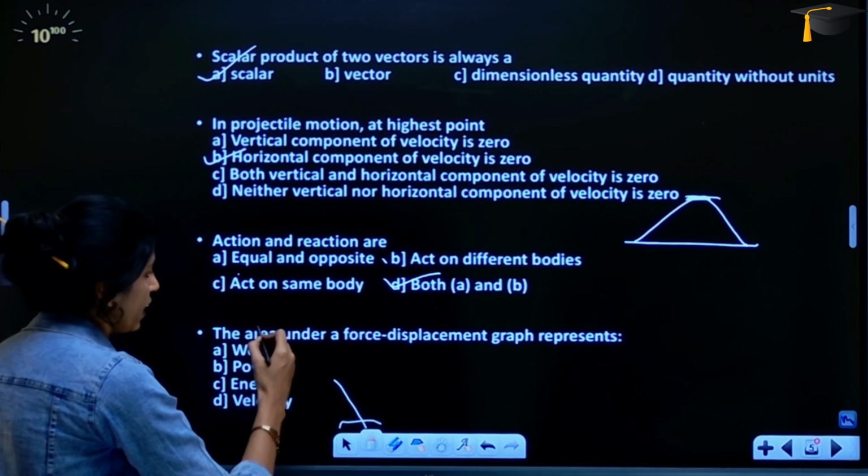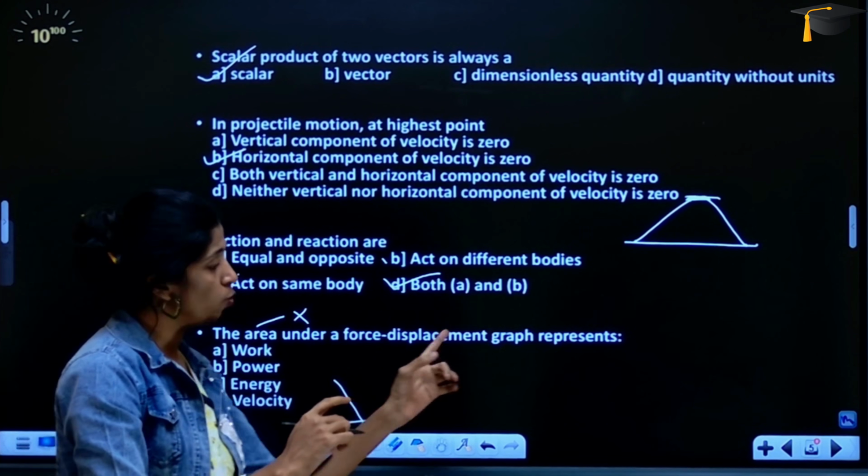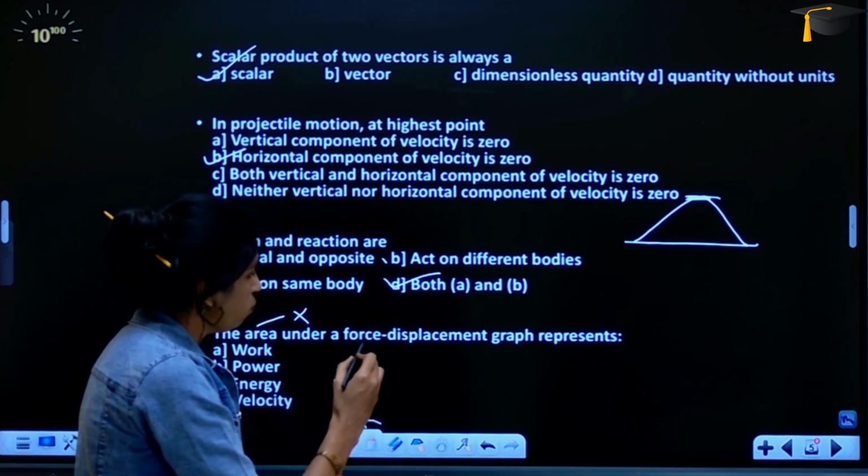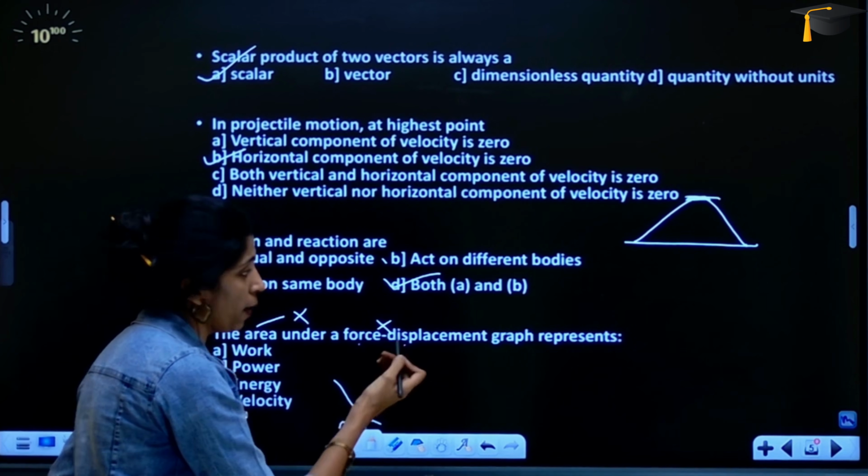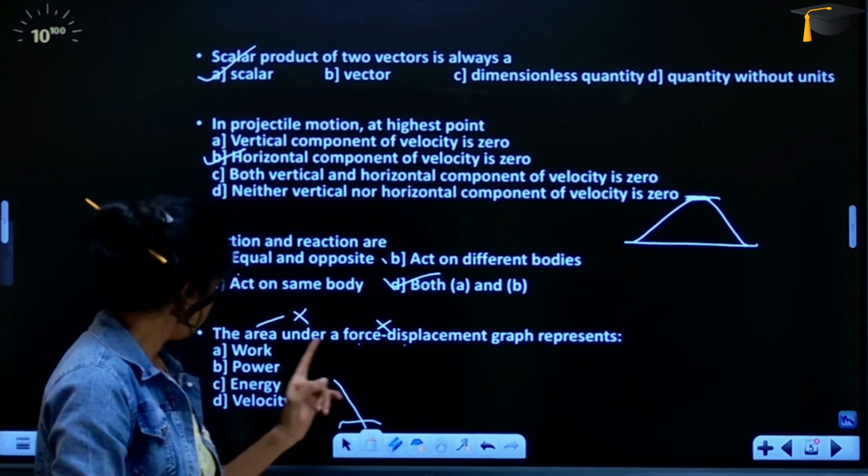Now it is area. Area means you will multiply the two quantities given here. Now force into displacement: if you multiply, what do you get? Force into displacement gives work.